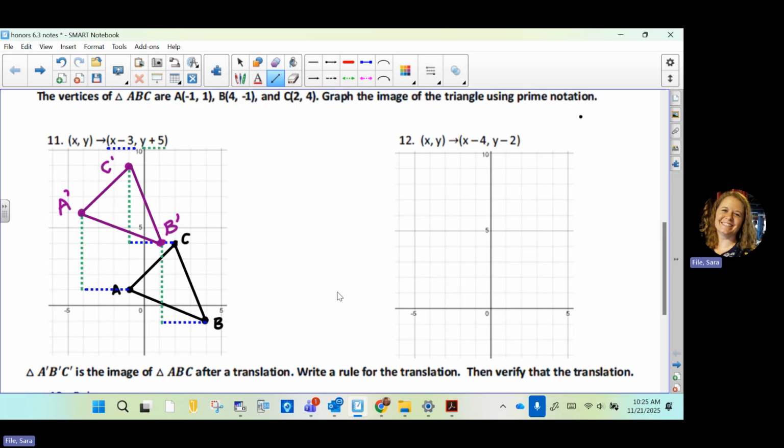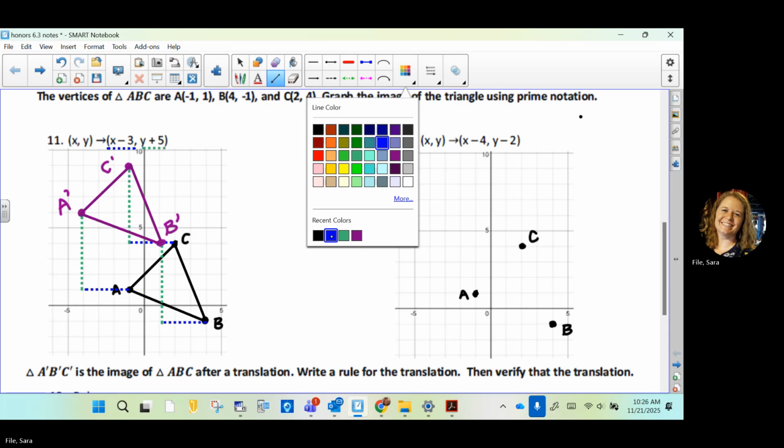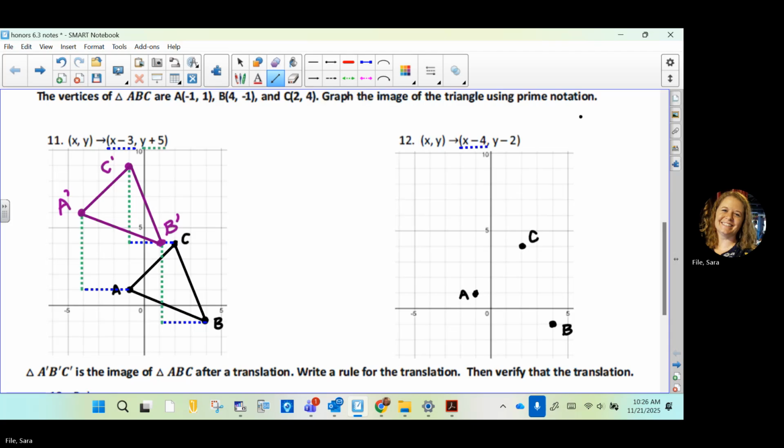Okay, so this one I'm going to start with my pre-image, same place. So -1, 1, 4, -1, and 2, 4. This time, they want us to go left 4.